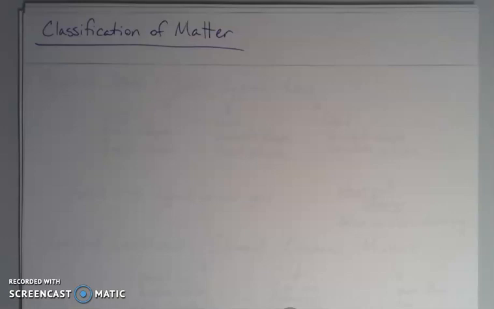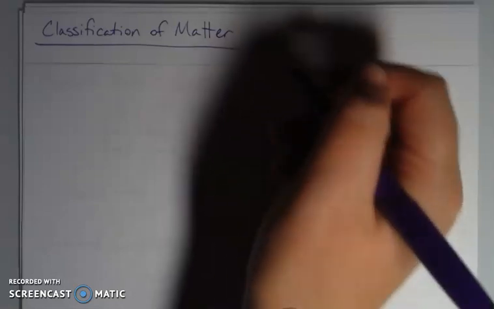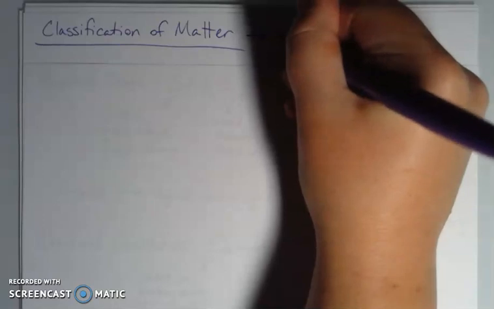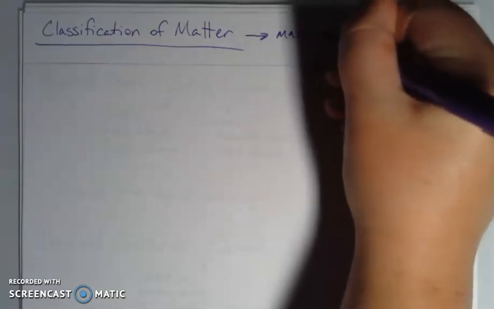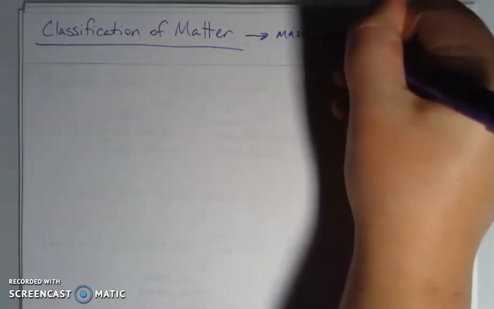Hi guys, one of the most important things that we as scientists do is to classify things, right? We put things into different categories based on shared characteristics. And as chemists, we look at the world in terms of teeny tiny particles. We look at the particles of matter, and matter is anything that has mass and occupies some amount of space. So we say that matter has mass and volume.